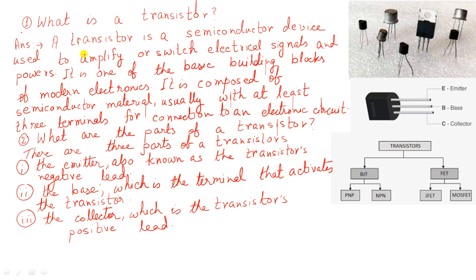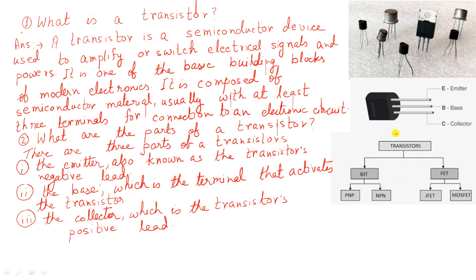Let us again repeat what is a transistor. A transistor is a semiconductor device used to amplify or switch electrical signals and powers. It is one of the basic building blocks of modern electronics. It is composed of semiconductor material, usually with at least three terminals for connection to an electronic circuit. Now, what are the main parts of a transistor? There are three main parts: the emitter, also known as the transistor's negative lead, the base, which is the terminal that activates the transistor, and the collector, which is the transistor's positive lead.